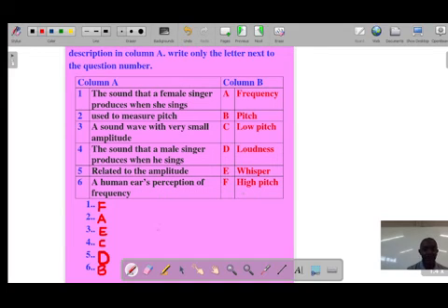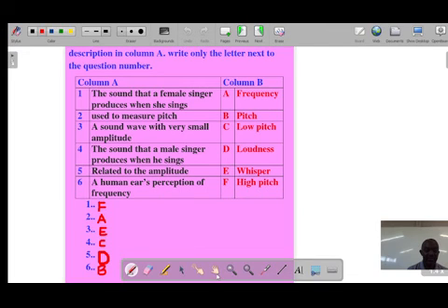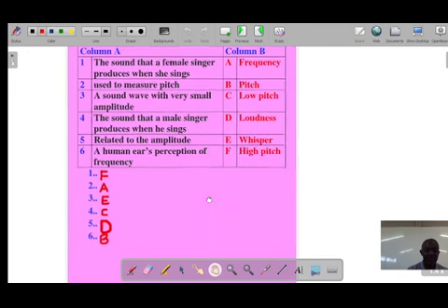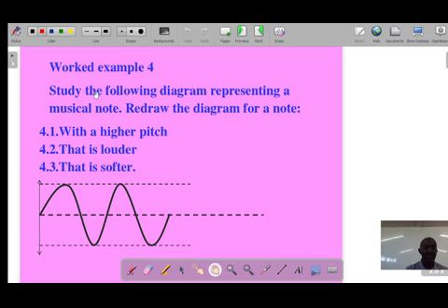Okay, let us proceed, guys. Next, we take example 4. Study the following diagram representing a musical note. Redraw the diagram for a note with a higher pitch, that is louder, that is softer. Just previously, did we finish it? Or let me take one more time. Yeah, I think it was done. Yes. Okay.